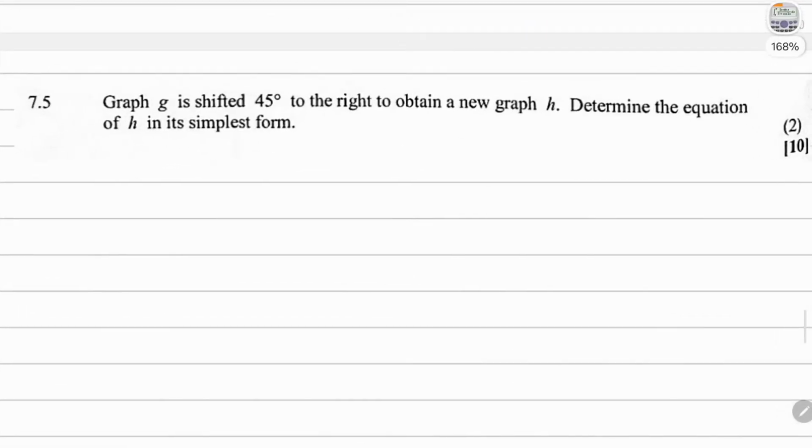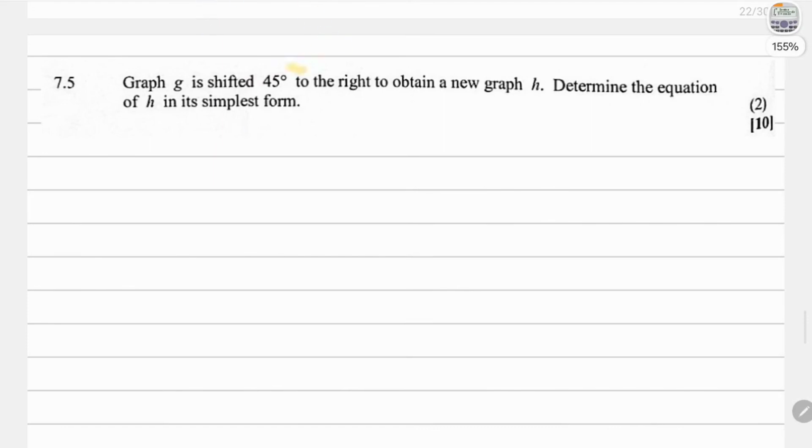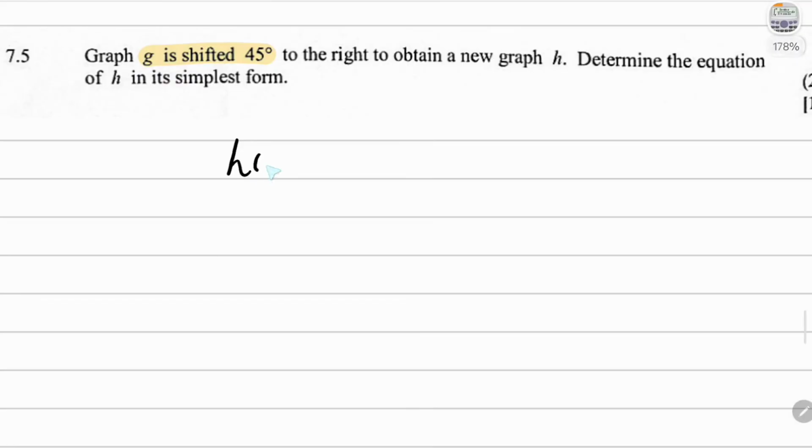Okay, 7.5, the last question for question 7 says, graph G is shifted 45 degrees to the right to obtain a new graph H. Determine the equation of H in its simplest form. Okay, so the graph of G is going to be shifted 45 degrees to the right. You just need to understand what that shift is going to look like. So we end up with a new graph called h of x, and the graph of G gets shifted 45 degrees to the right. You see, when you're shifting a graph to the right or the left, it will affect the x value. Okay, so it affects x.